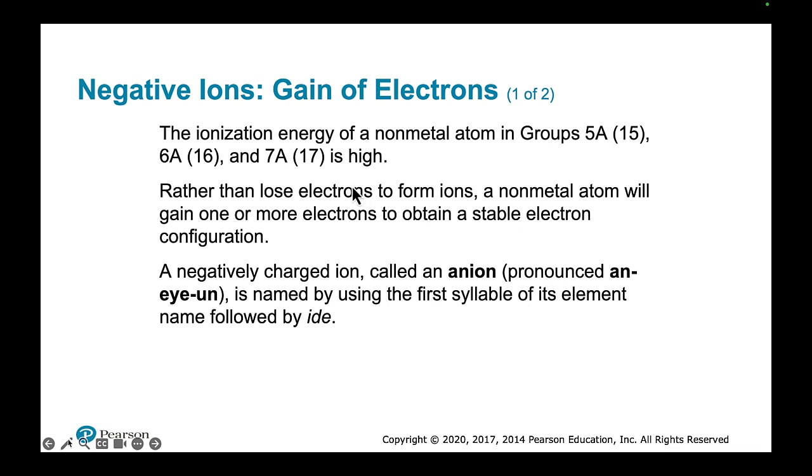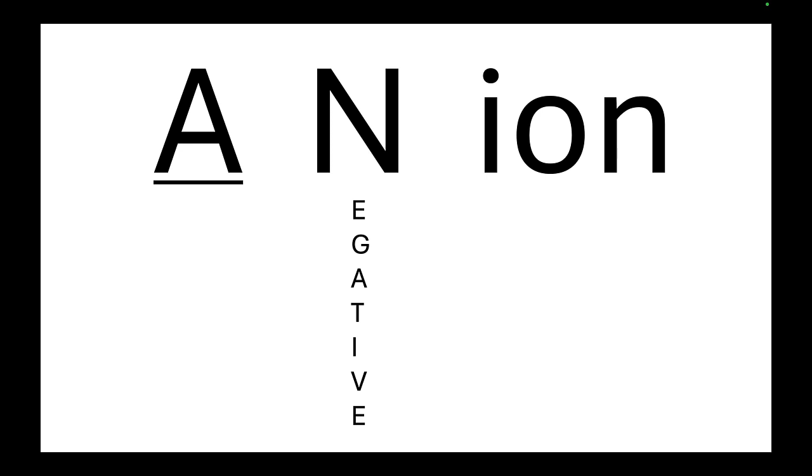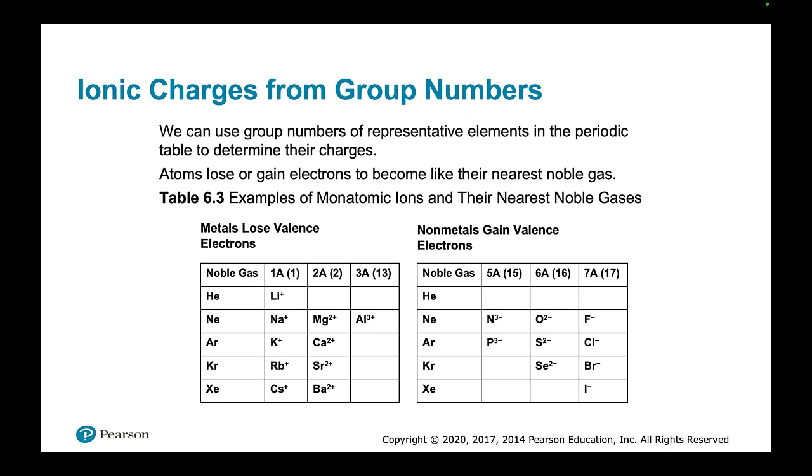The ionization energies of nonmetal atoms in groups 5A, 6A, and 7A are high, so rather than lose electrons to form an ion, a nonmetal is going to gain 1 or more electrons to get that stable electron configuration. A negatively charged ion is called an anion, and when you name it, you use the first syllable of its element name followed by -ide. The way that we remember an anion, and this is definitely not as exciting as our cation example, is that I always like to split it up and say that an anion is a negative ion. So that's how I tell those apart.